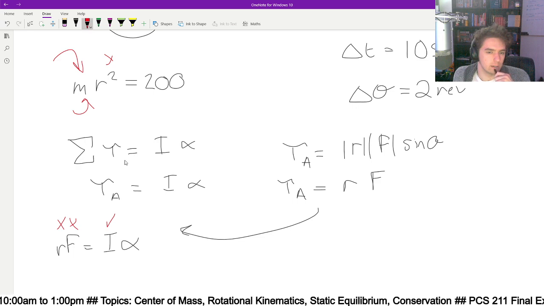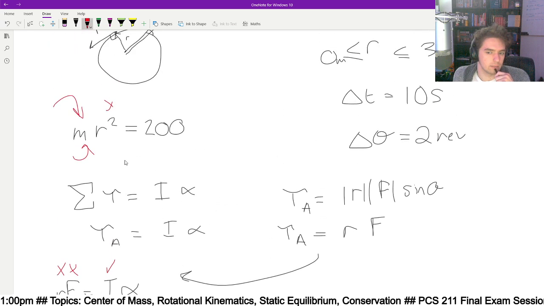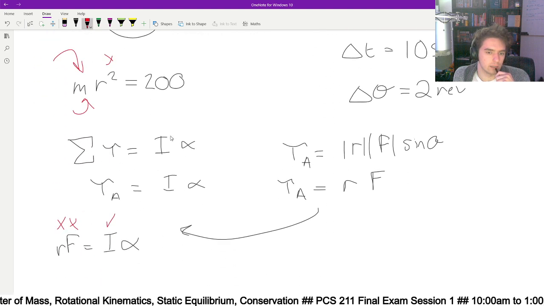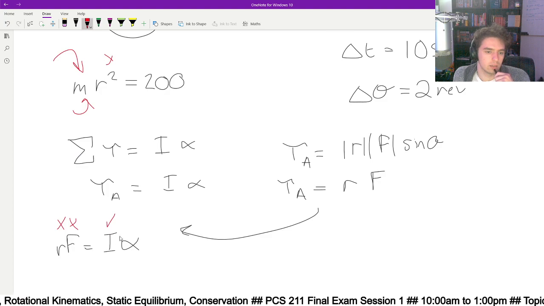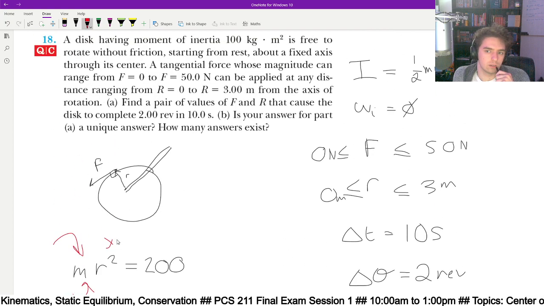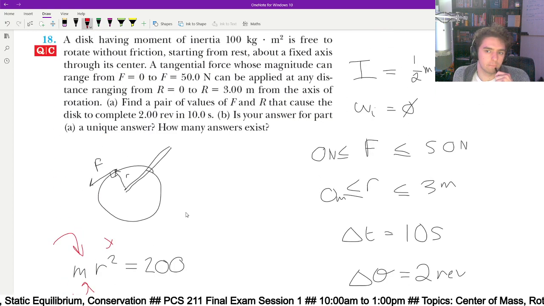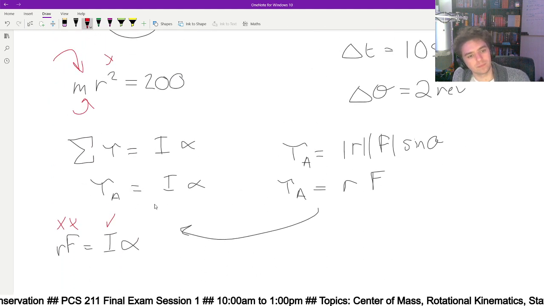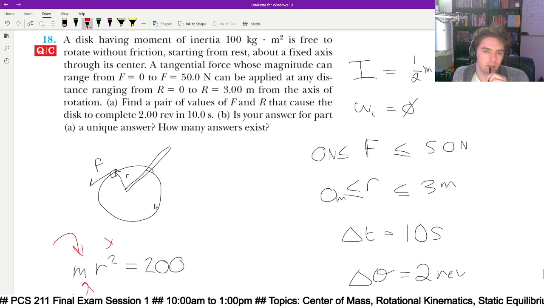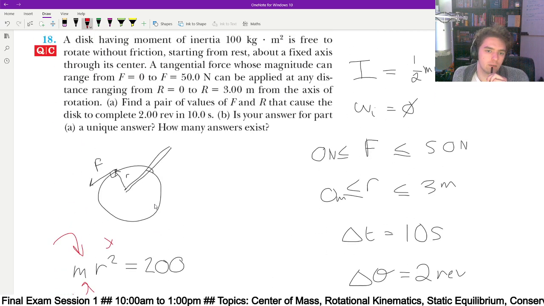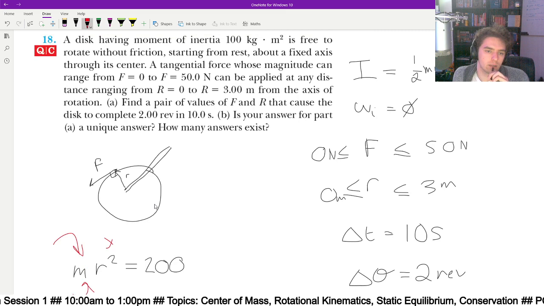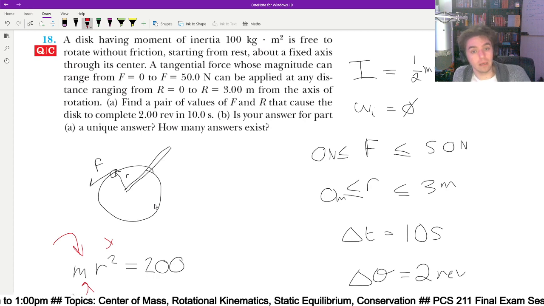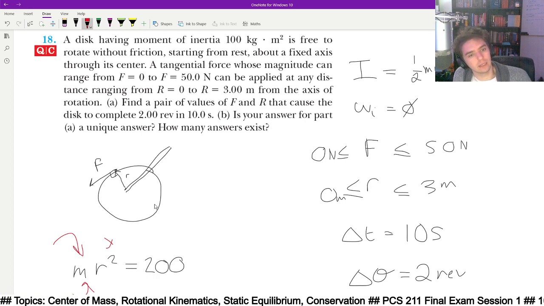So what am I missing? TA is that, unless this isn't quite right. Moment of inertia. It says if it's a unique answer, couldn't that mean there's multiple answer combinations of R and F that equal that value? So maybe there's more than one answer. Yeah, maybe. Find a pair of values that make that happen.